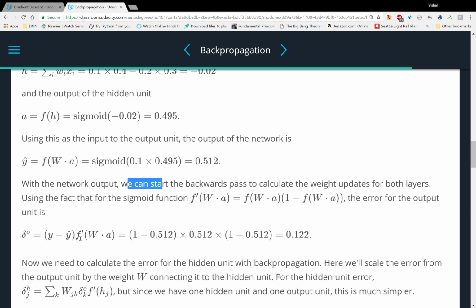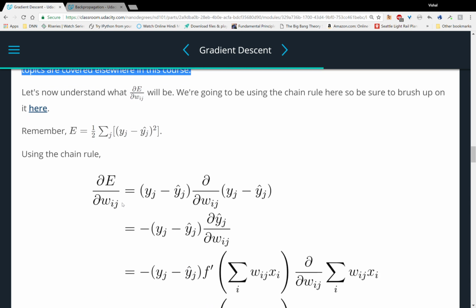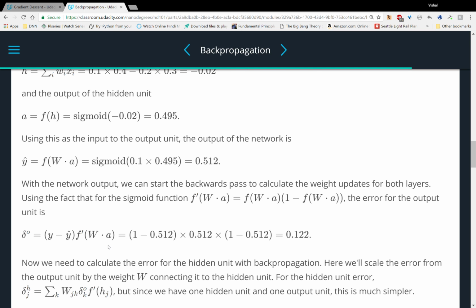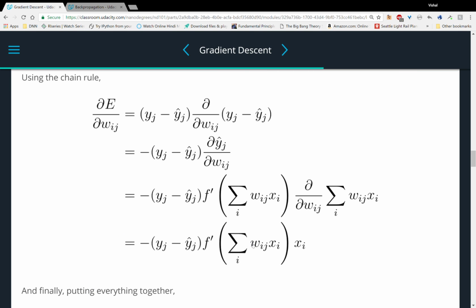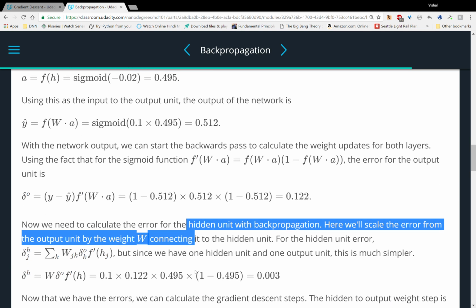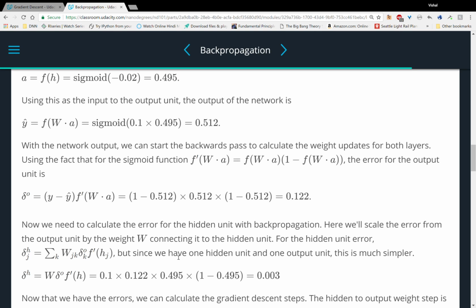And where is this coming from? If you think about it, delta 0 is y minus y hat into f dash of wa. This is essentially this equation, y minus y hat f dash of wa. This is exactly that equation. So this is delta 0. Okay, so you are just thinking here, this is delta 0, and for the hidden layer we have f dash, and so this is just coming from the same step.